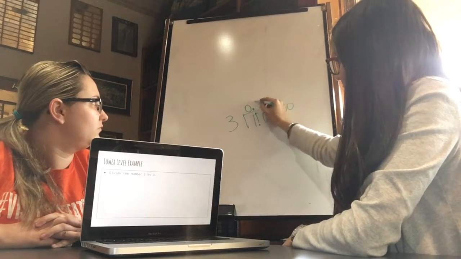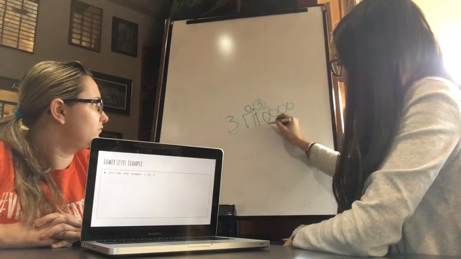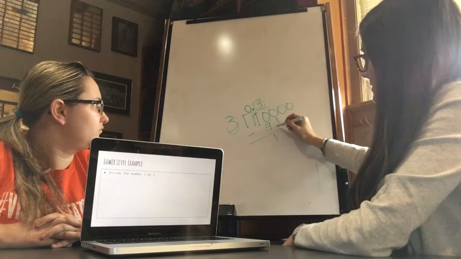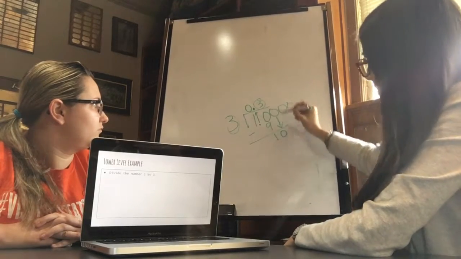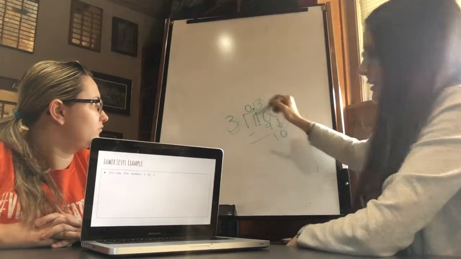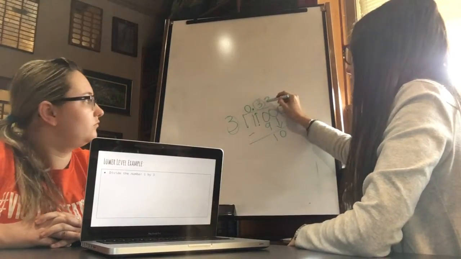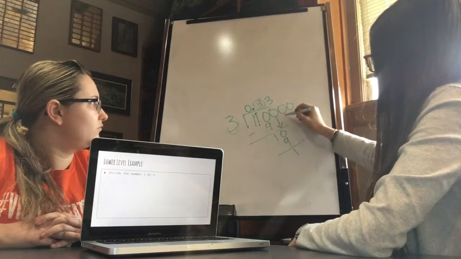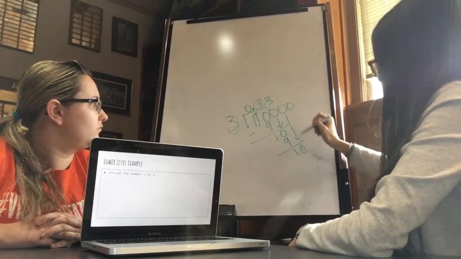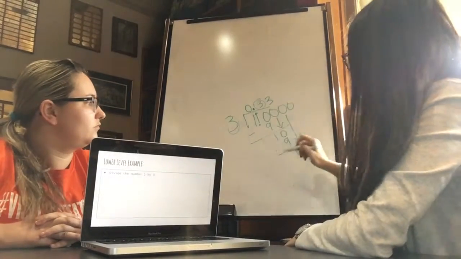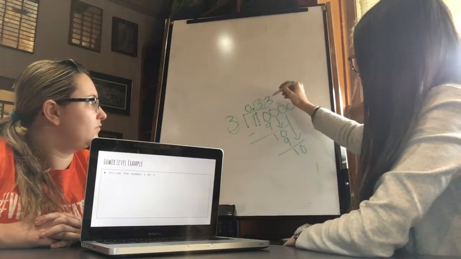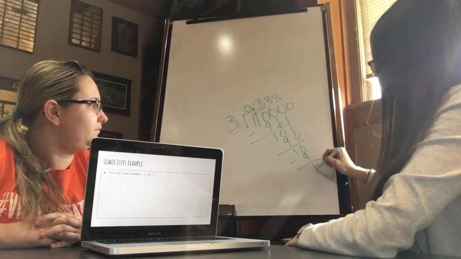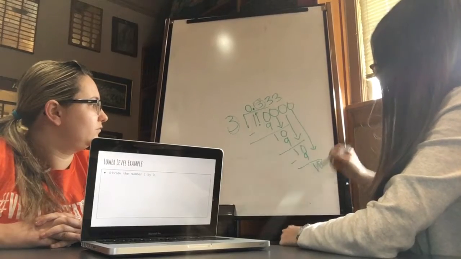So 3 times 3 equals 9. We're going to subtract them. We are getting 1 left over. We always carry down the next number. So we get 10. So how many times can 3 go into 10? 3 times. 3 times 3 is 9. We get 1, and we always drag down. And we'll do it one last time. So 3 can go into 10 3 times. So 3 times 3 is 9. We subtract them, we get 1, and we carry down the 0.